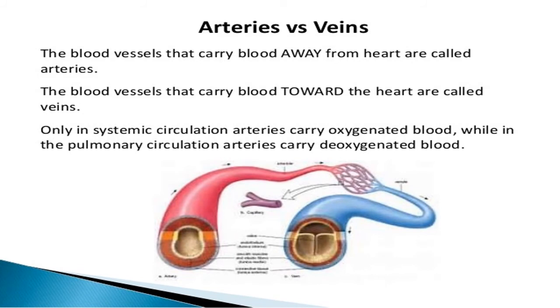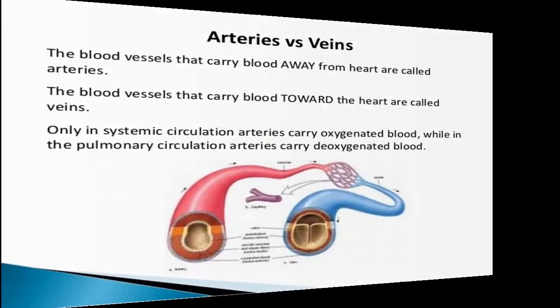Arteries versus veins. The blood vessels that carry blood away from the heart are called arteries. The blood vessels that carry blood toward the heart are called veins. Only in systemic circulation do arteries carry oxygenated blood, while in the pulmonary circulation arteries carry deoxygenated blood.